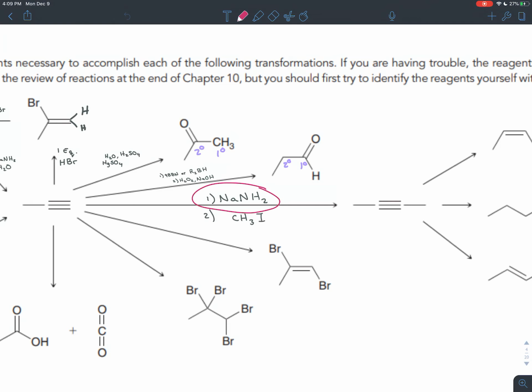First, add sodium amide. That turns this terminal carbon into a nucleophile, and then do an SN2 reaction. Just put a leaving group on whatever carbon chain you want to add.